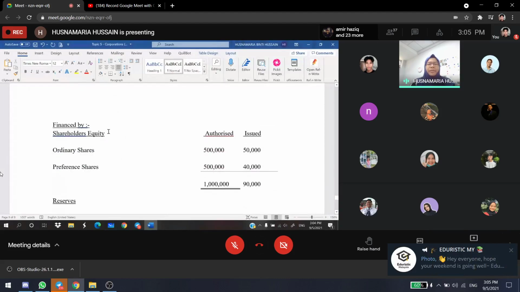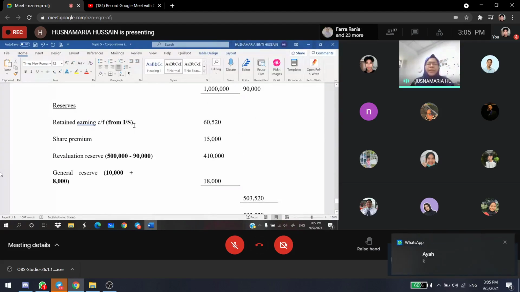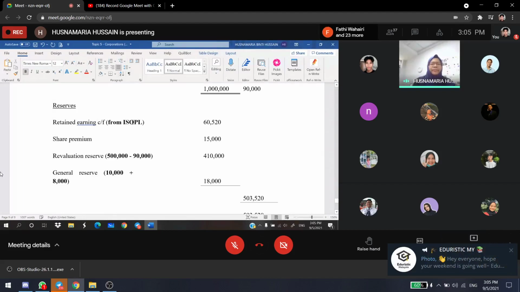Alright. And then below we have finance by section. You have shareholders equity. See ordinary and preference. You have authorized and issued. Authorized dekat awal paragraph yang first tu. Issued dekat dalam list. Remember dia ada 1 juta kan, 1 million units at 50 cents each. So 50 cents multiply with 1 million, then that's why you have 500,000 value. Preference shares 500,000 units multiply with 1 ringgit, 500,000. And then we have reserve, retained earnings daripada P&L. This is supposed to be SOPL.